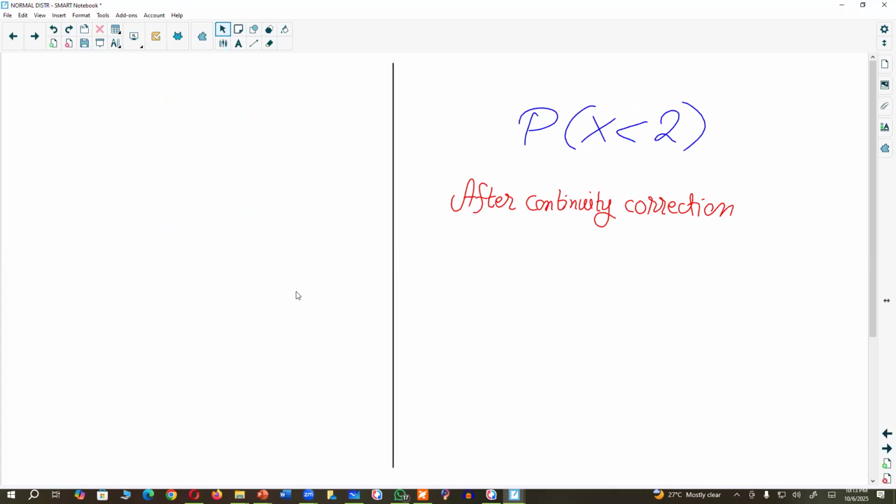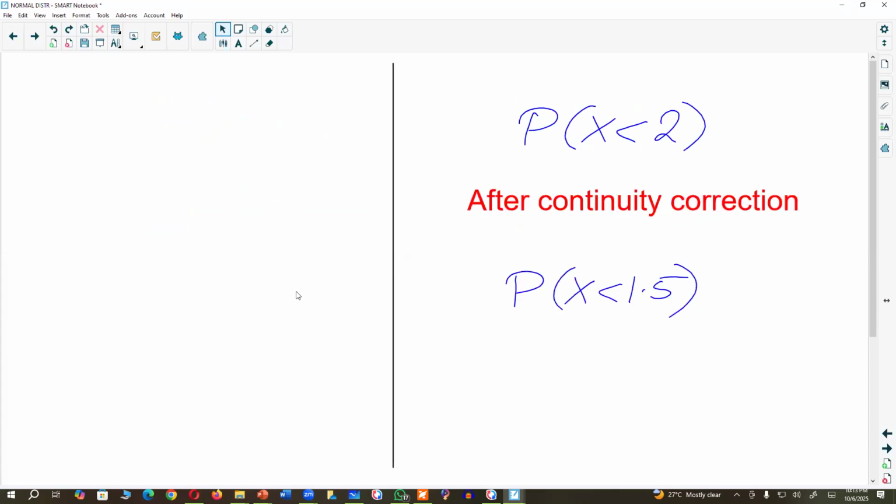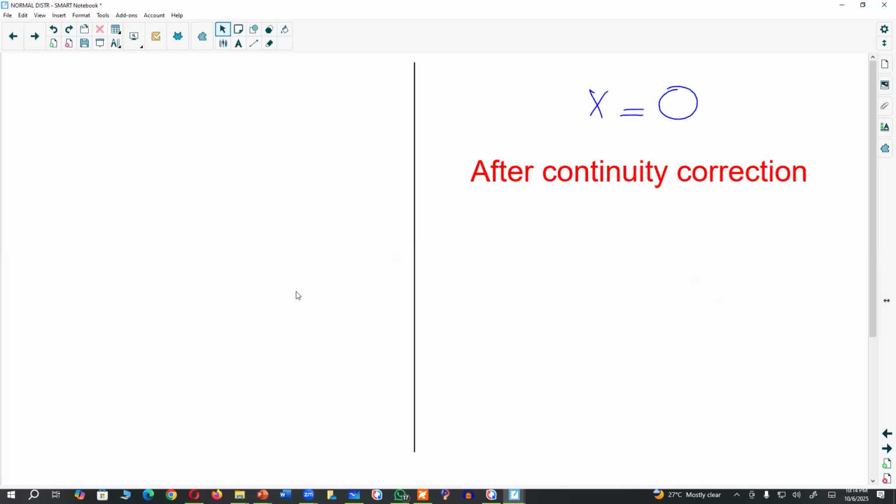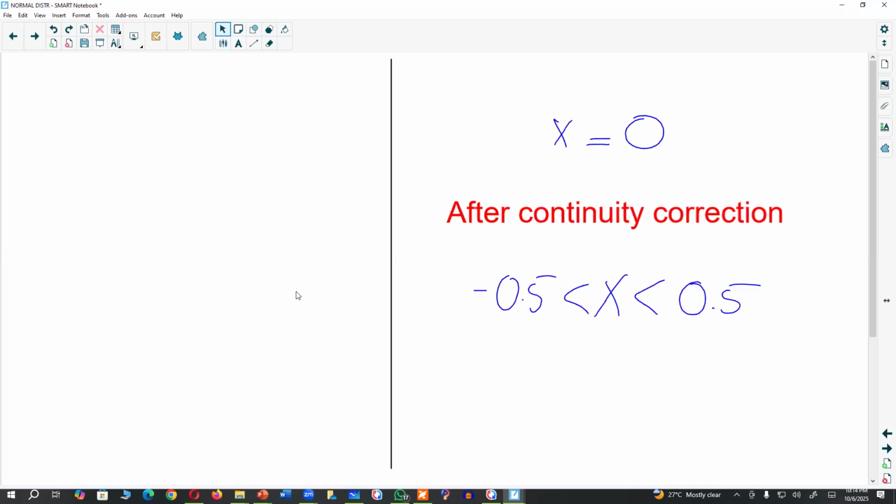After continuity correction, you will apply the function like normal, and normal function can be applied. Whenever you are doing continuity correction, you have to change the equal sign into inequality. Now suppose it is x is equal to 56. After continuity correction, it will become 55.5 and 56.5. This is how we deal with equal sign. Then if it is x is equal to 0, then we take it minus 0.5 to 0.5.